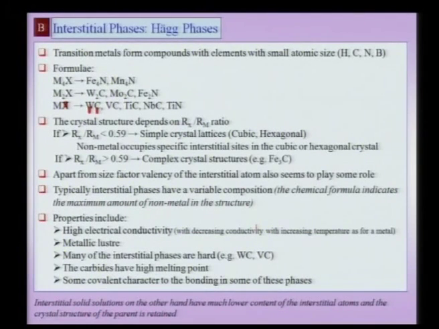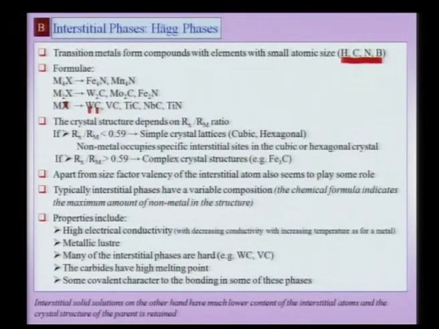Clearly, the radius ratio plays a very important role in the formation of these compounds. So, when I am talking about the radius ratio, I am talking about the radius of the smaller atom, Rx. So, this is my X here. So, these are all my X atoms, with respect to the radius of the metal atom, which is originally occupying my lattice positions. As I pointed out before, there are two possibilities: Rx by Rm is less than 0.59, which is a number we remembered from before, and Rx by Rm is larger than 0.59.